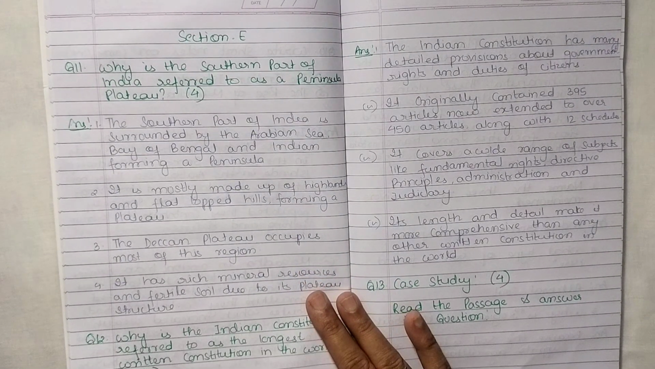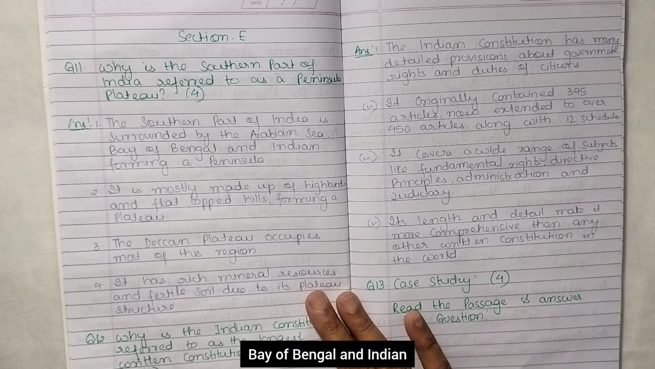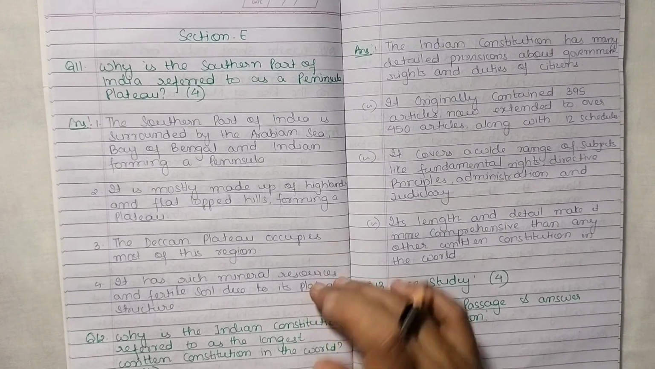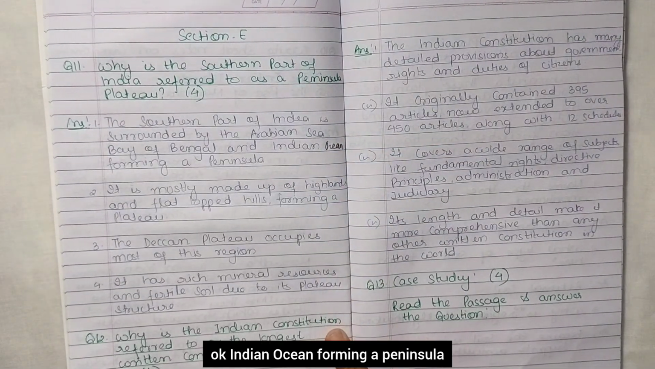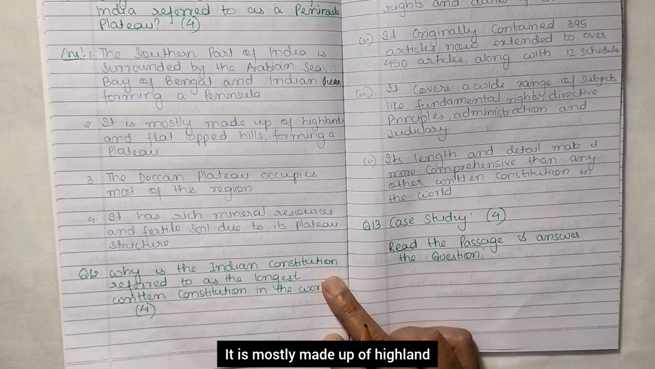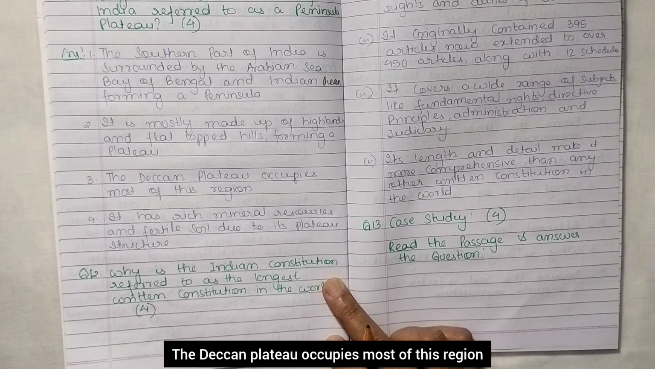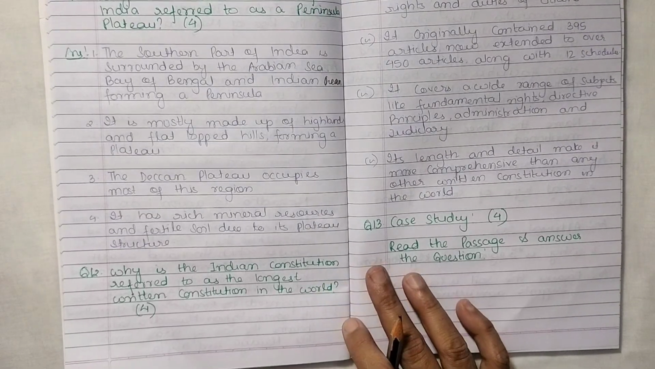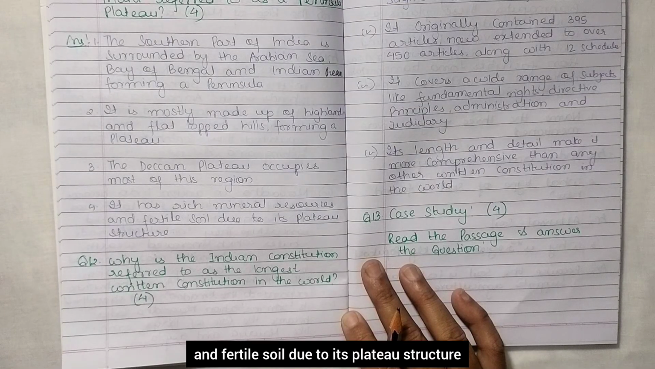4 points are there. The southern part of India is surrounded by the Arabian Sea, Bay of Bengal and Indian Ocean, forming a peninsula. It is mostly made up of highland and flat top hills forming a plateau. The Deccan Plateau occupies most of this region. It has rich mineral resources and fertile soil due to its plateau structure.